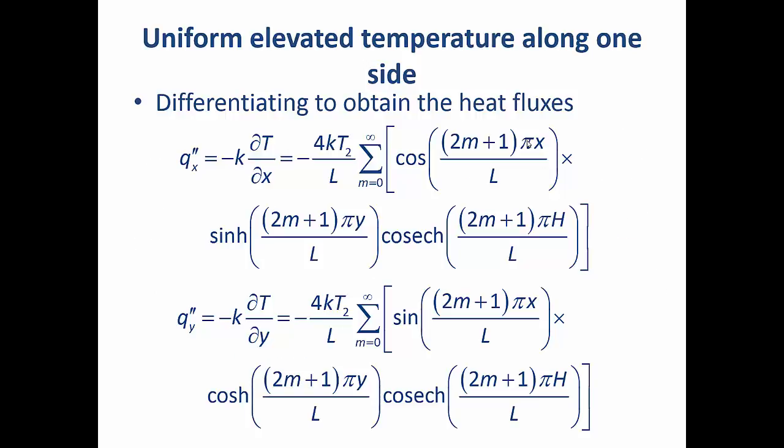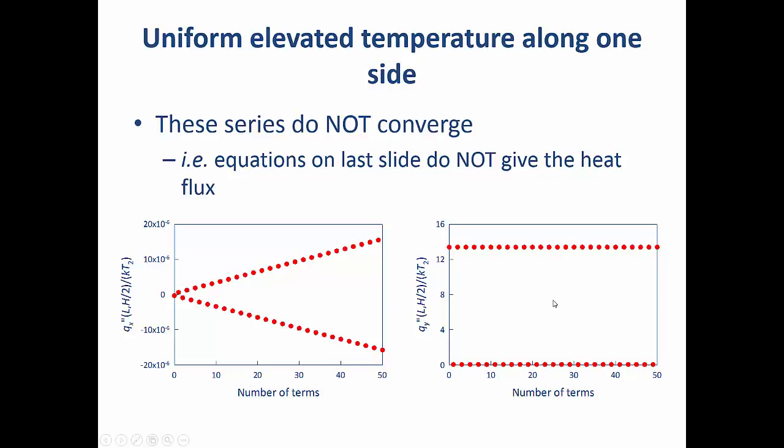Now you might think you could differentiate the temperature distribution to obtain the heat fluxes, and I've formally done that here. So this is what you would get by using Fourier's law and differentiating, and it looks like these are solutions. However, in this particular case, these series do not converge. So therefore the equations on the last slide do not give the heat fluxes.